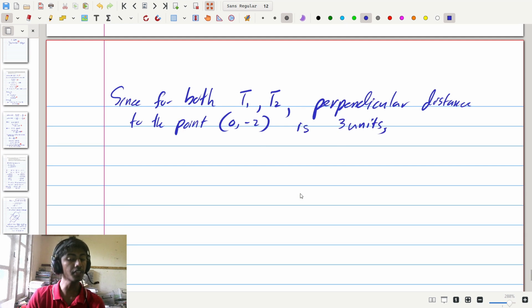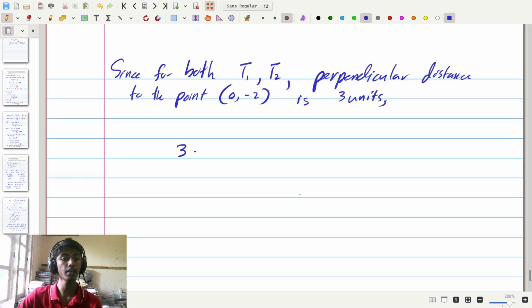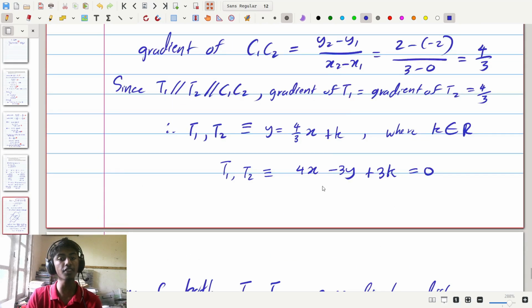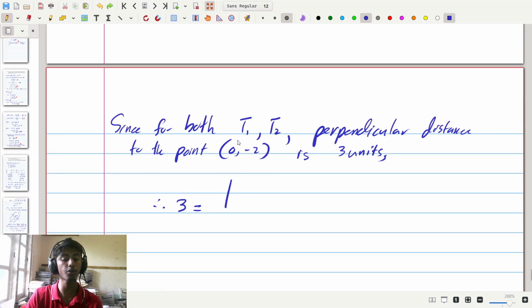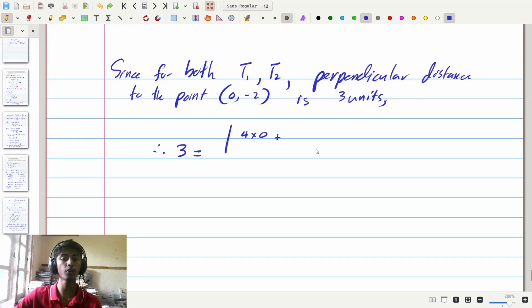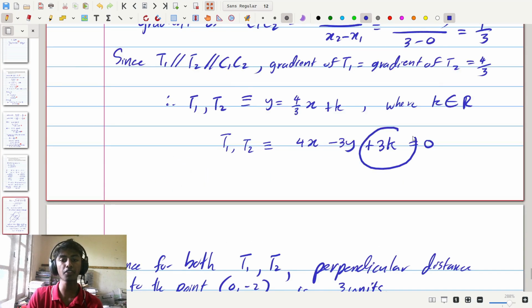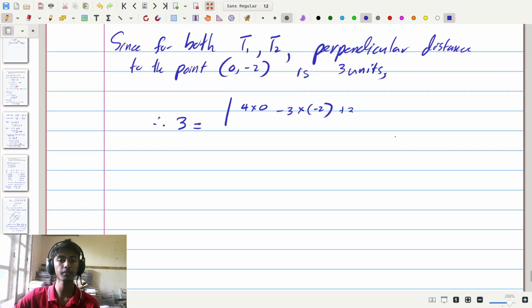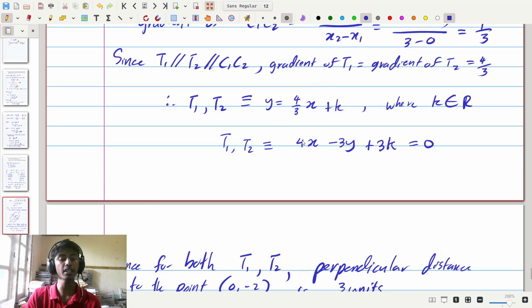Then the perpendicular distance d must be equal to 3, which is equal to the modulus of ax plus by plus c, which in this case is equal to 4 times the x value of 0. So 4 times 0 plus minus 3 times minus 2 plus c, which is plus 3k, divided by the square root of a squared plus b squared, which is 4 squared plus negative 3 squared.